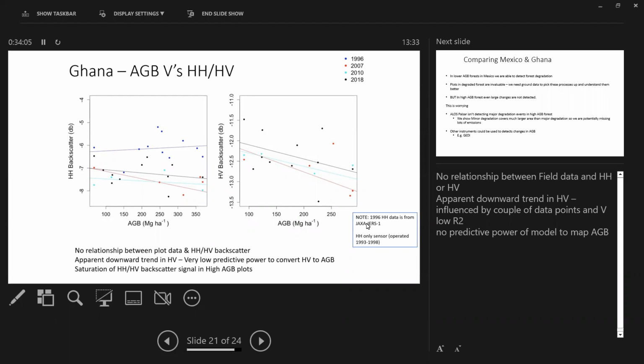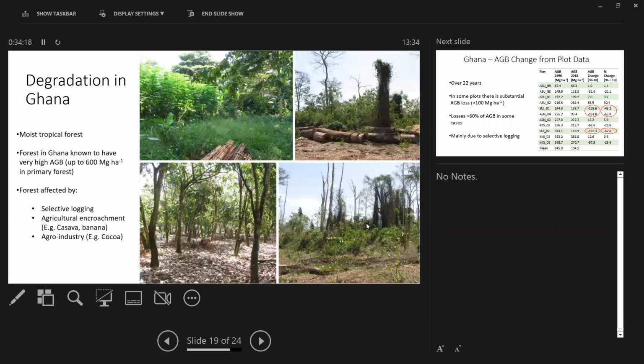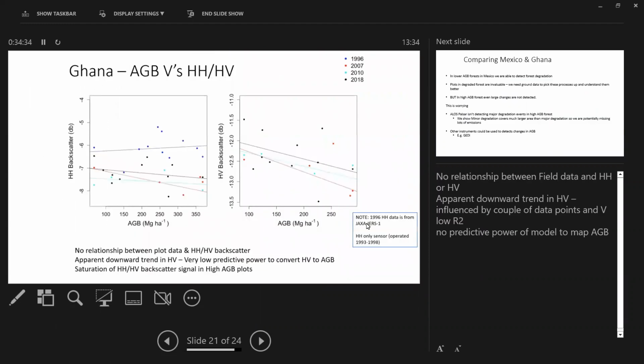This is actually where we did look at biomass change and HV change, and again, there was just no relationship there. And considering some of our plots looked like this, this is one of the plots, this is what some of our plots look like, and this radar signal isn't picking up that this no longer is a forest. This is now a degraded forest. It was a bit worrying. Big changes have happened here, so why are they not picking this up?